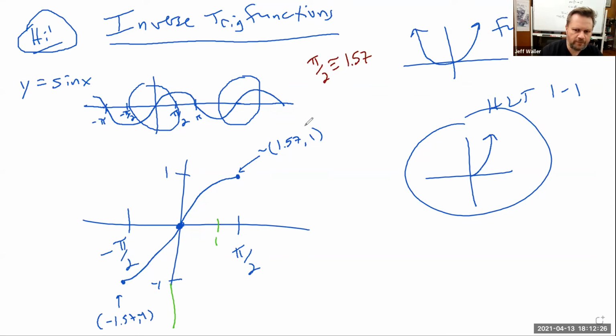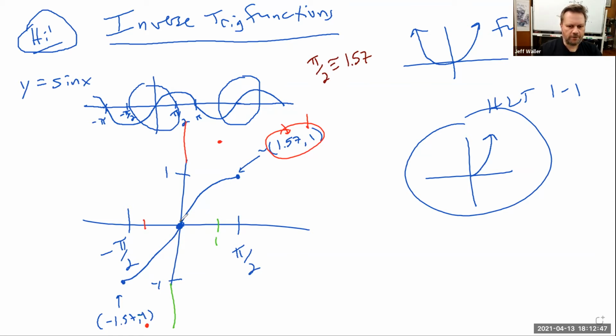All right, so I want to graph the point. Let's start with this one. I want to turn this around, right? 1, 1.57. This can be about right there, maybe. And I want to graph the point negative 1, negative 1.57. So it's going to be down there, maybe.